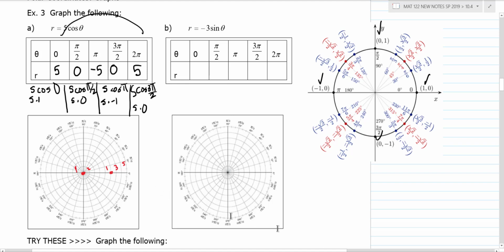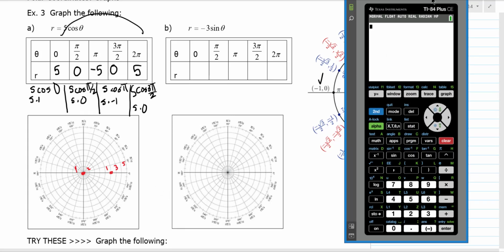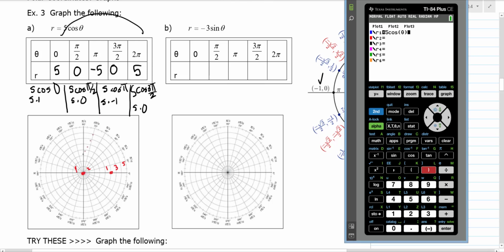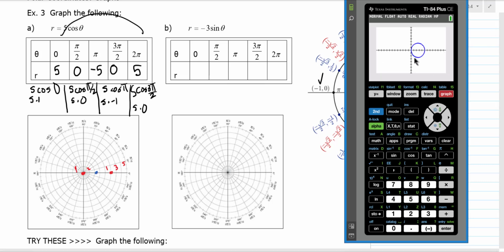So we're going to do this on the graphing calculator, and I'll show you how this goes. All right, so we're going to put in 5 cosine theta. Since the number in front of the cosine is positive, the center is going to be at 2.5. I'll show you that in just a minute. If you go halfway in between 5, the center of this circle ends up being at 2.5 like that. Then it's a circle.